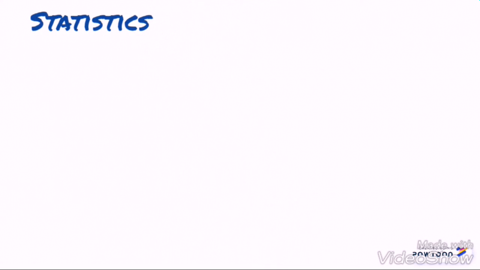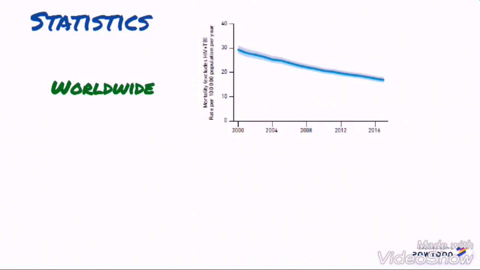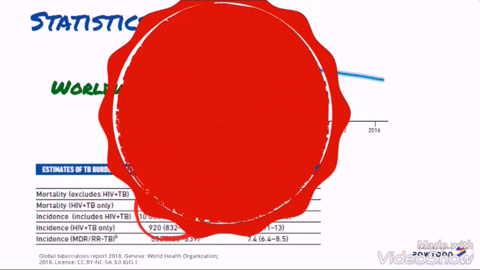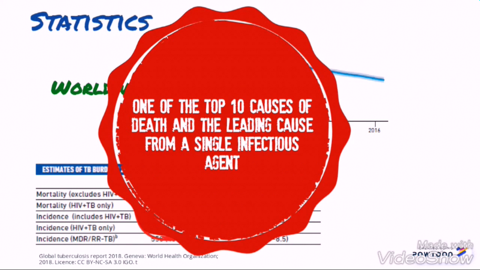Statistically, TB mortality rate worldwide recorded a downward pattern, but even at its lowest in 2017, 1.3 million deaths in HIV-negative patients and an additional 300,000 deaths in HIV-positive patients were recorded. This shows that TB is still one of the top 10 causes of death worldwide.